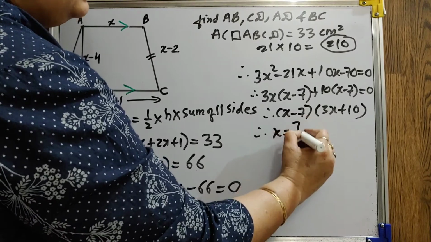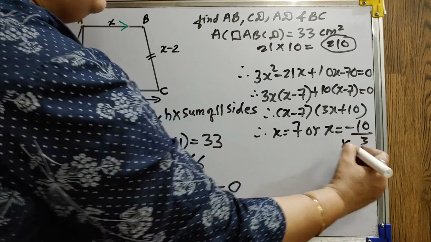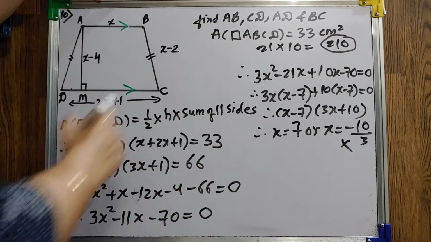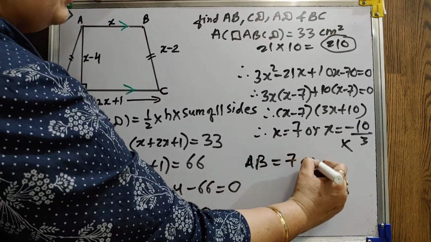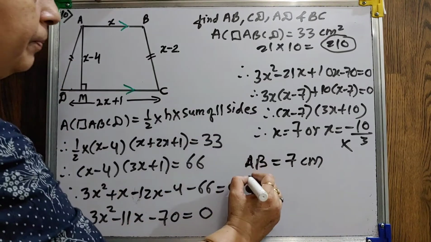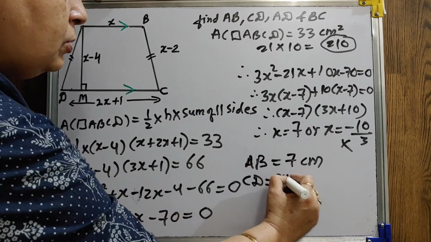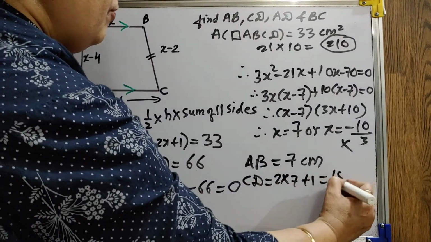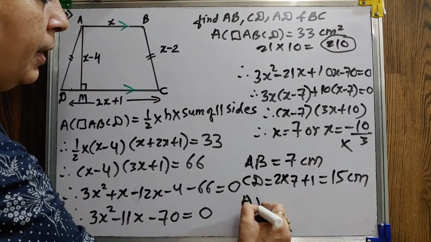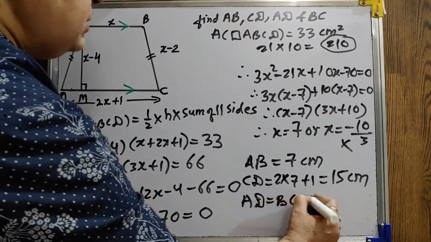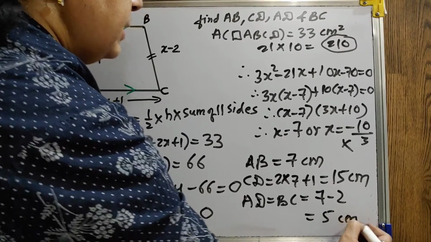So your value is 7 or it is −10/3. You have to discard this. So the actual value is x = 7. Now all sides are asked. Your AB is x, so directly 7 centimeter. CD is 2x + 1, so 2 into 7 plus 1, 15 centimeter. Now these both are equal. AD equals BC, x − 2, 7 − 2, so both are 5 centimeter.